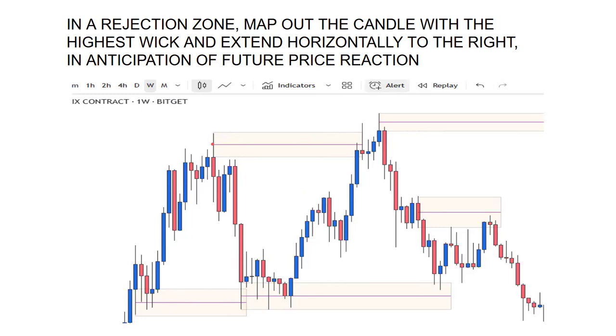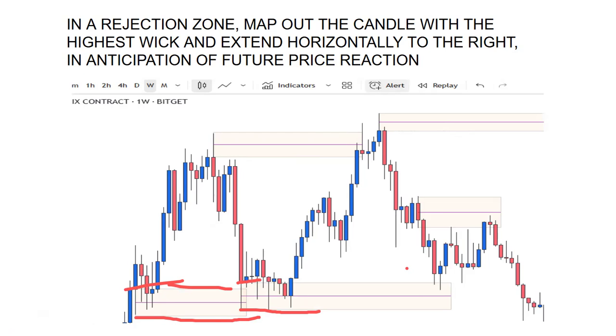So we mark out the candle with the highest wick. Map out the wick of that candle. In this instance, I think it should be this one as well. Map out the wick. Same here. You can see at this rejection zone this candle is the one that has the highest wick, and that was where price came and reacted from. The same thing here.